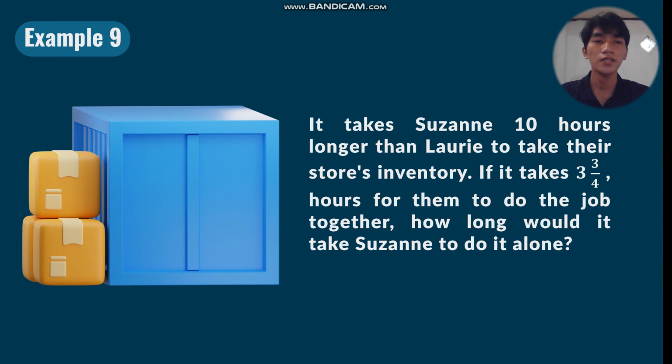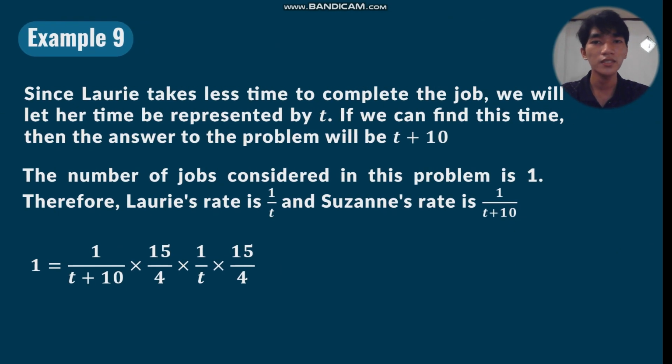The next example is example number 9. The question is, it takes Susan 10 hours longer than Laura to take their store's inventory. If it takes 3 and 3 over 4 hours for them to do the job together, how long will it take Susan to do it alone? Solution. Since Laura takes less time to complete the job, we will let her time be represented by t. If we can find this time, then the answer to the problem will be t plus 10.